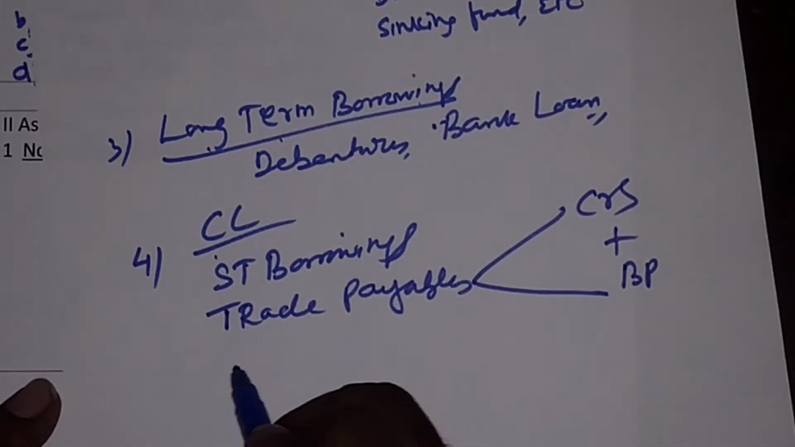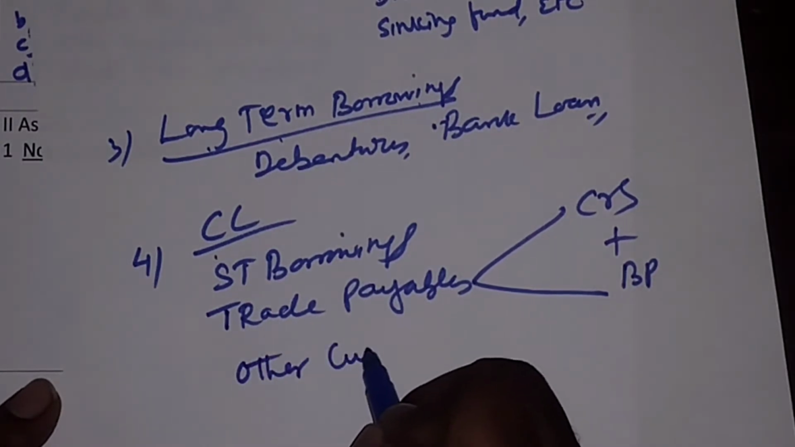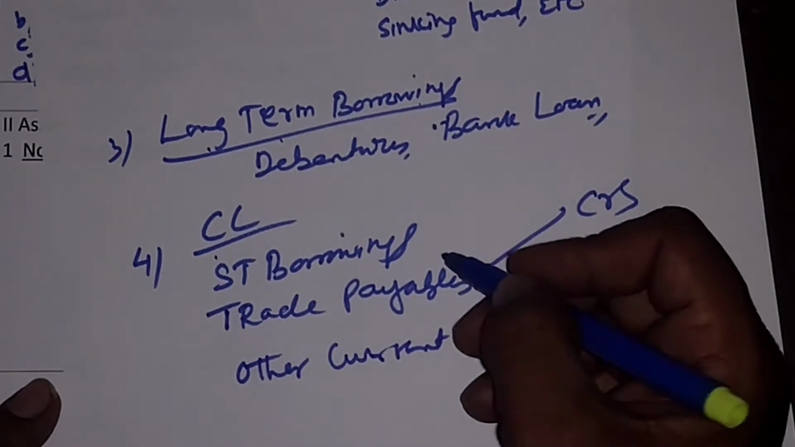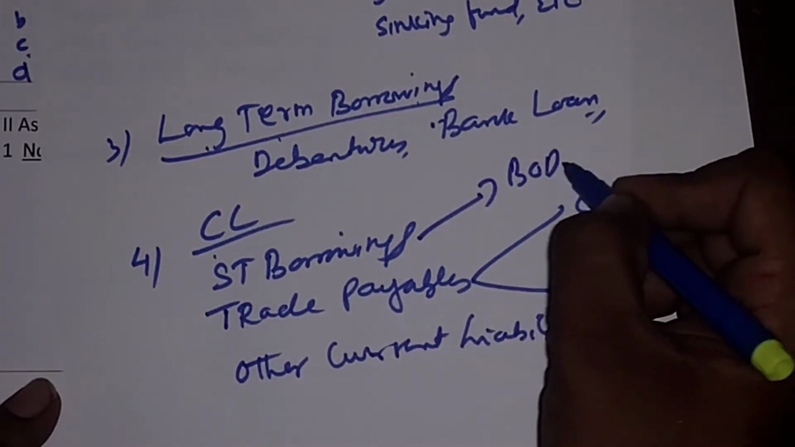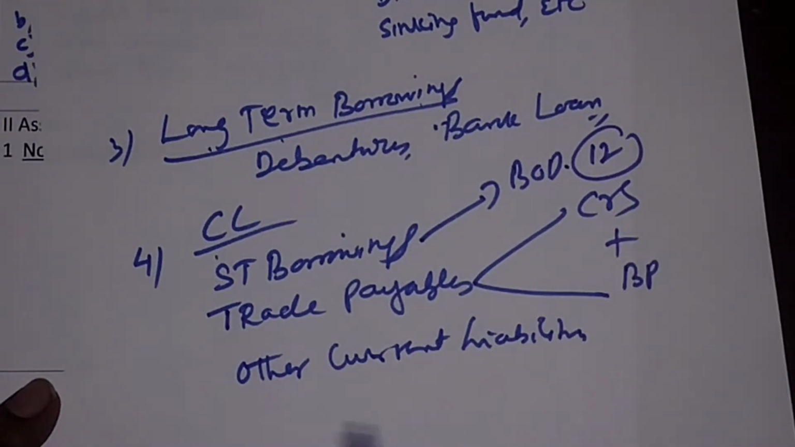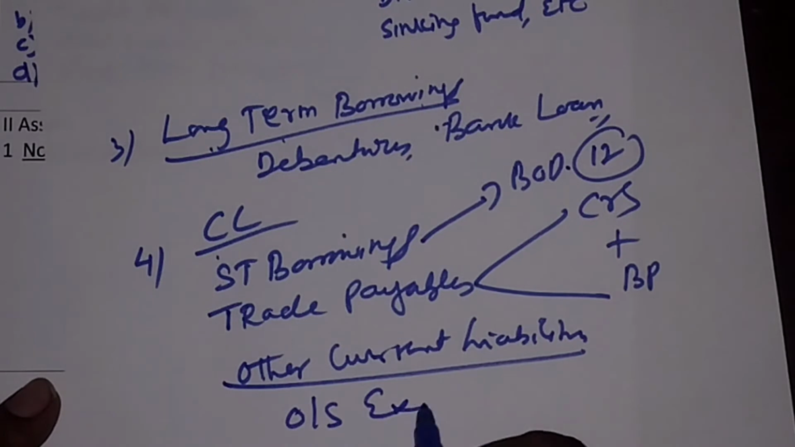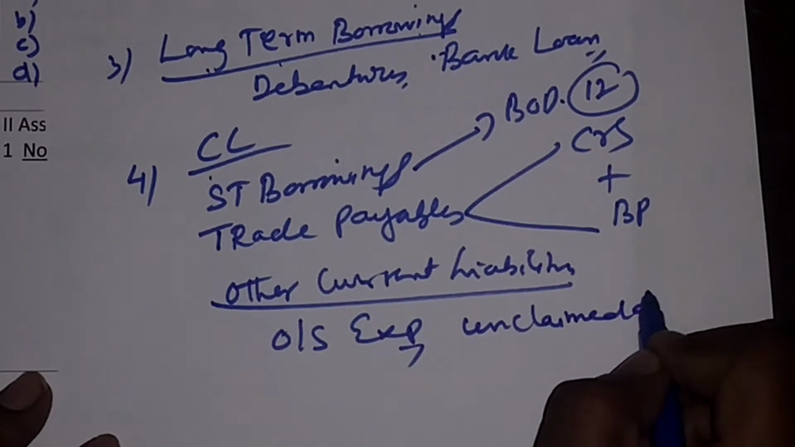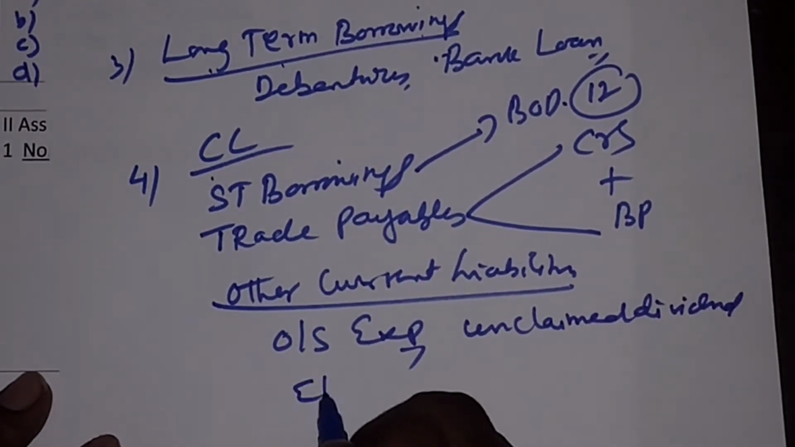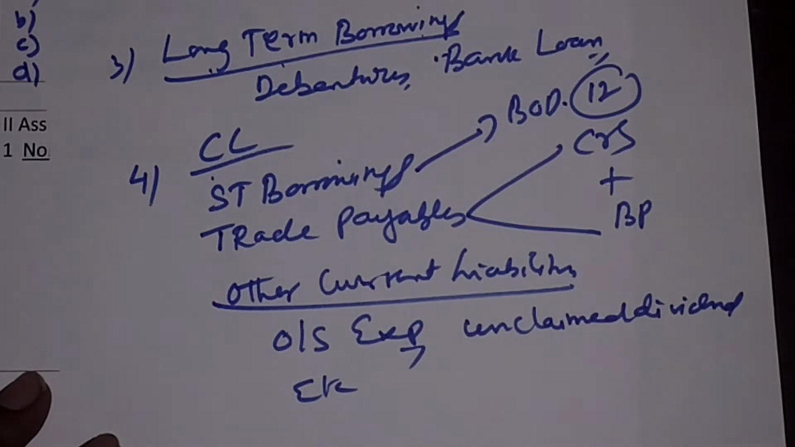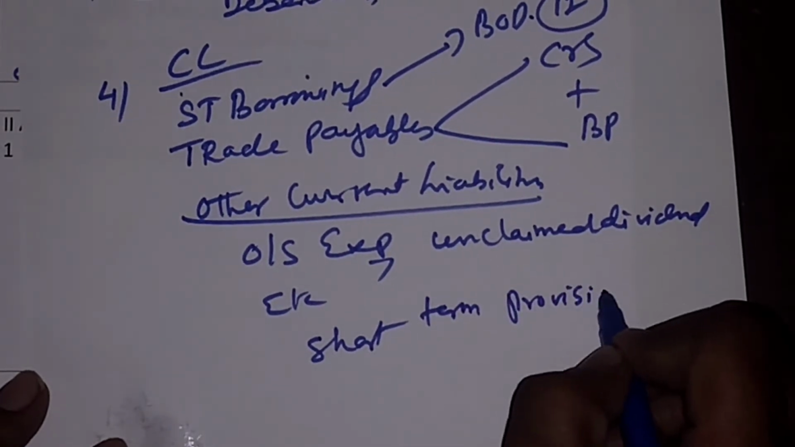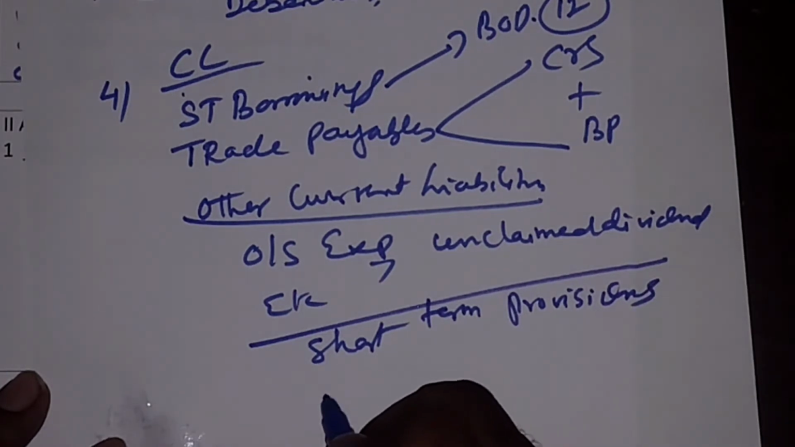Next, after trade payables, other current liabilities. In short-term borrowings, we will get the bank overdraft and any borrowings which are less than 12 months. Other current liabilities are outstanding expenses, unclaimed dividend, etc. And the last one is the short-term provisions. What are the short-term provisions?